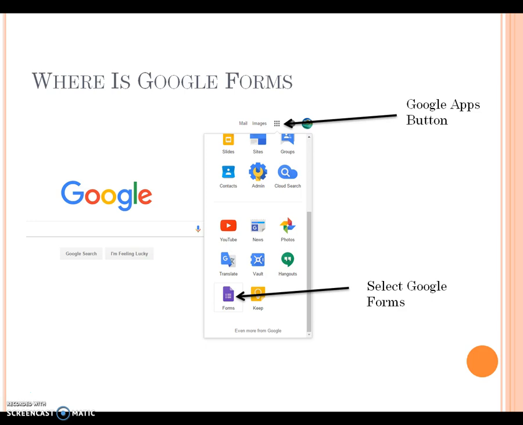Where is Google Forms located? It's a quick and easily accessible software program from the Google Apps button. After you log into Google, you'll see your Google Apps button up there. You'll go down to the bottom and you'll see your Forms button, which is located here.